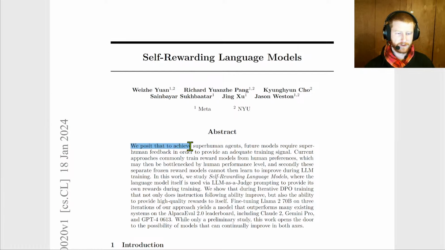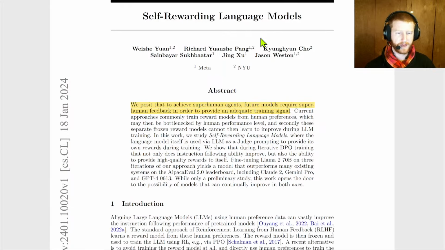We posit that to achieve superhuman agents, future models require superhuman feedback in order to provide an adequate training signal. Bold opening. In other words, the scaling from human feedback is limited and, I guess, expensive. If you've seen some estimates of how much Meta spent on the human feedback for Llama 2, I think that cost probably matched or even outweighed the GPU cost of those models, just the human labeling and the labor in general that needed to go into that.